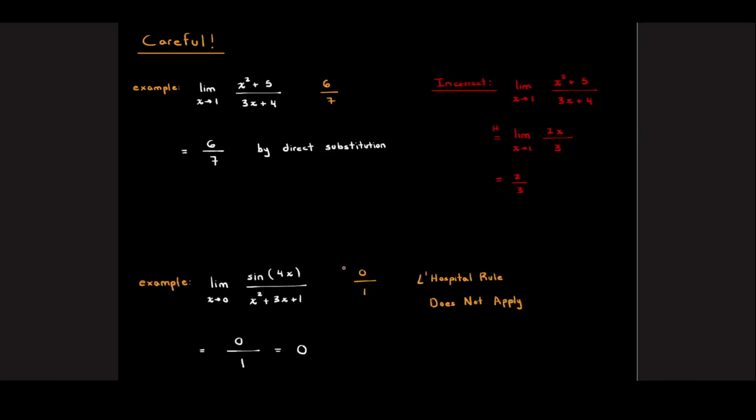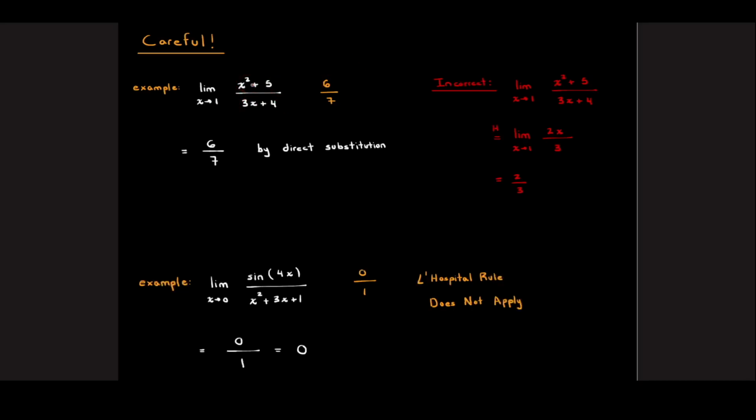Great, now I have two very quick examples just to show you that you want to be careful when applying L'Hopital's rule. So let's take a look at this limit here. The limit as x approaches 1 of x squared plus 5 divided by 3x plus 4. If you try to blindly apply L'Hopital's rule, just differentiate the top and bottom, then you'll end up getting the wrong answer. The reason for that is you always have to check how the numerator and denominator are approaching and make sure it's of the form 0 over 0 or infinity over infinity.